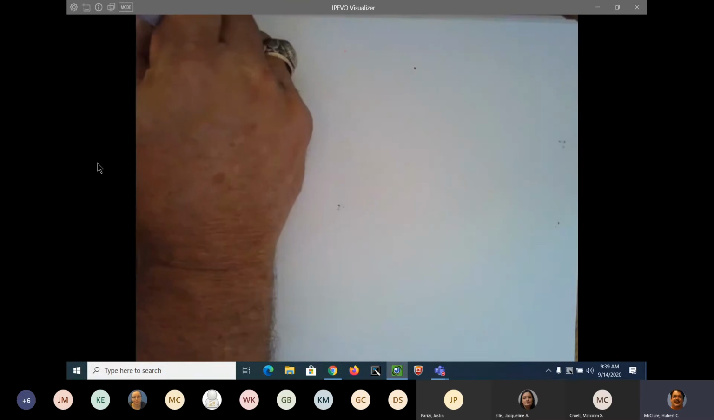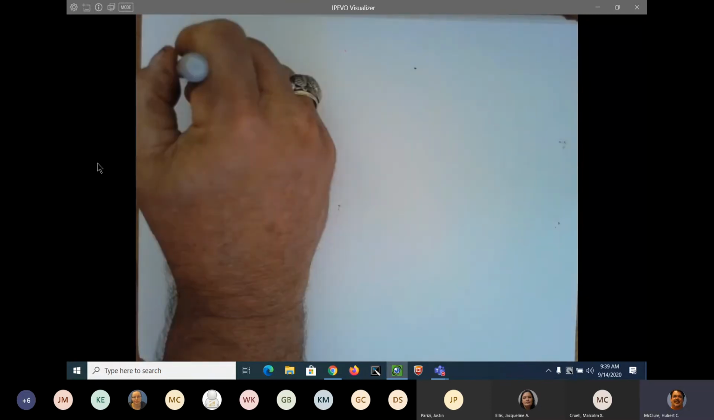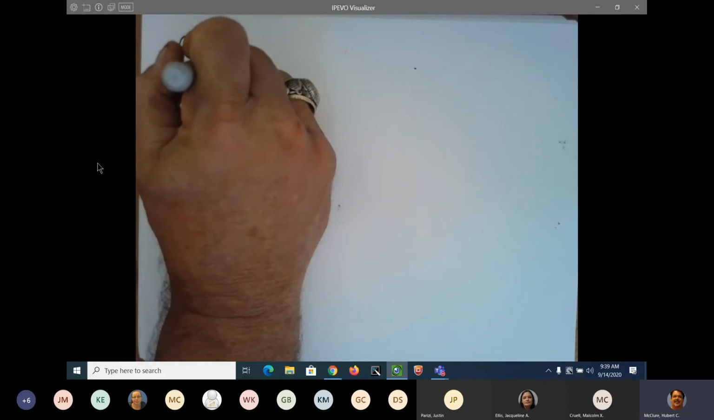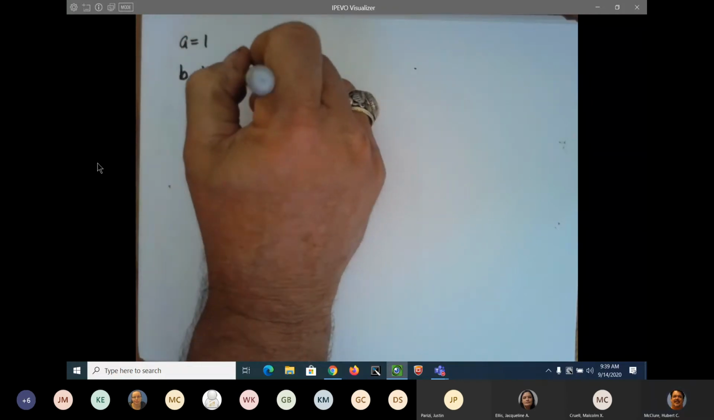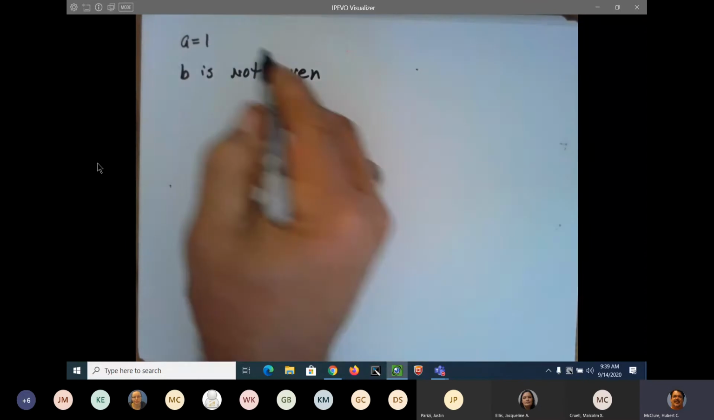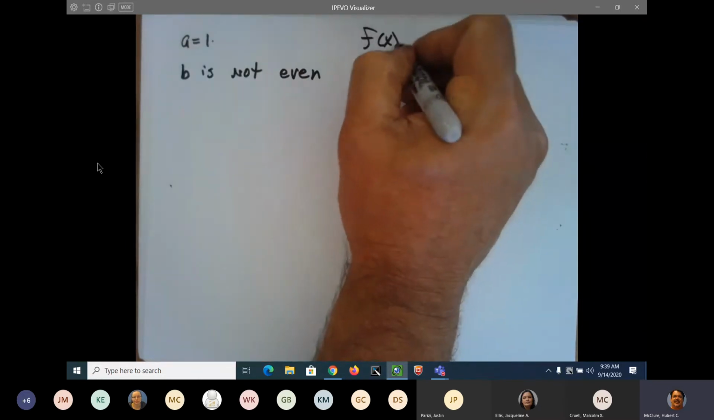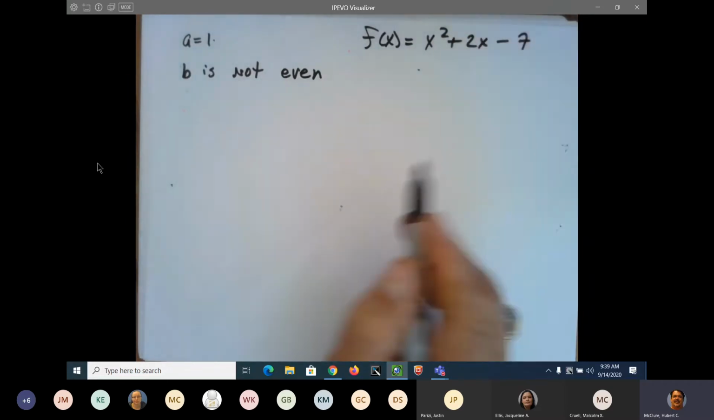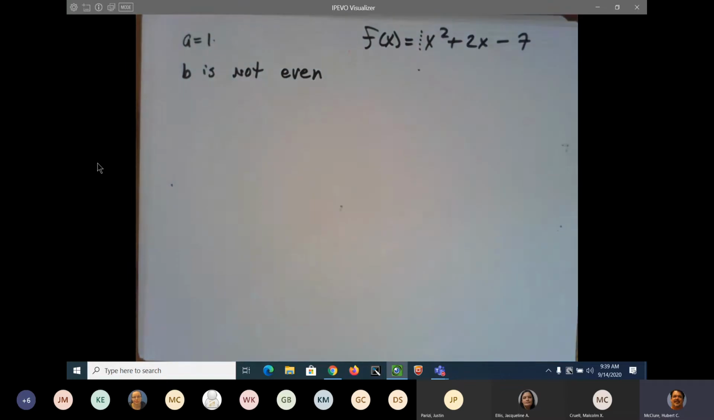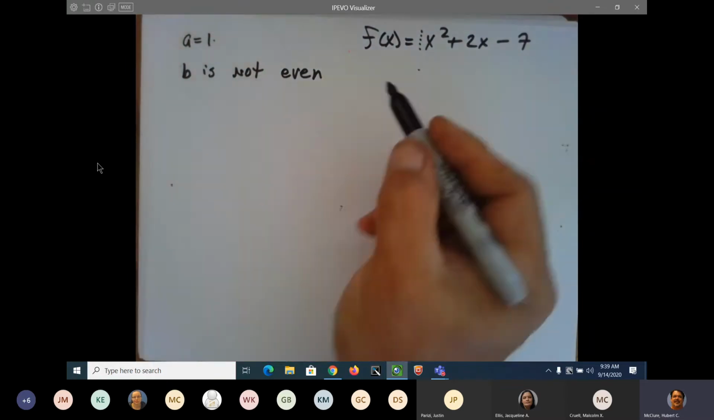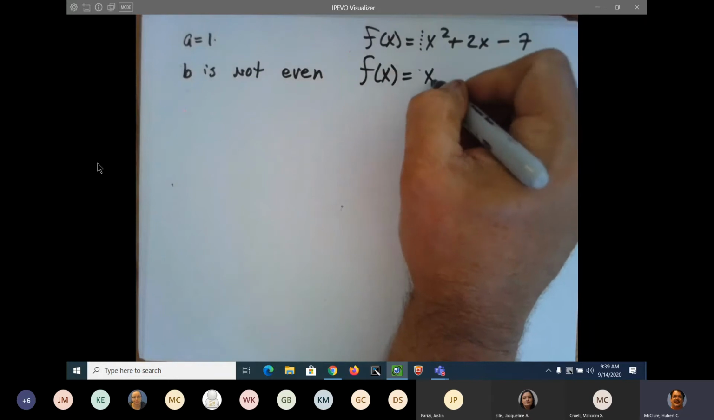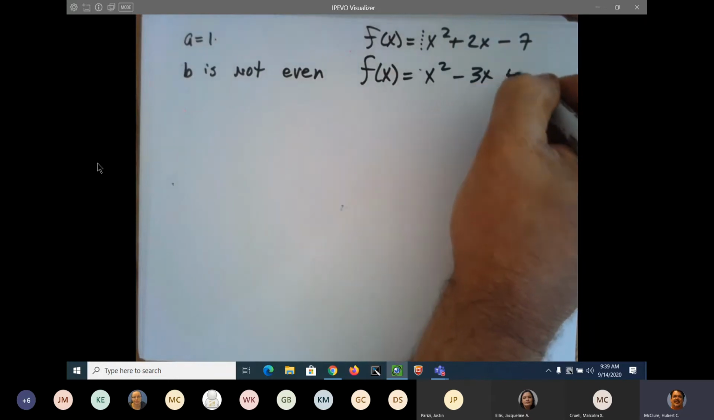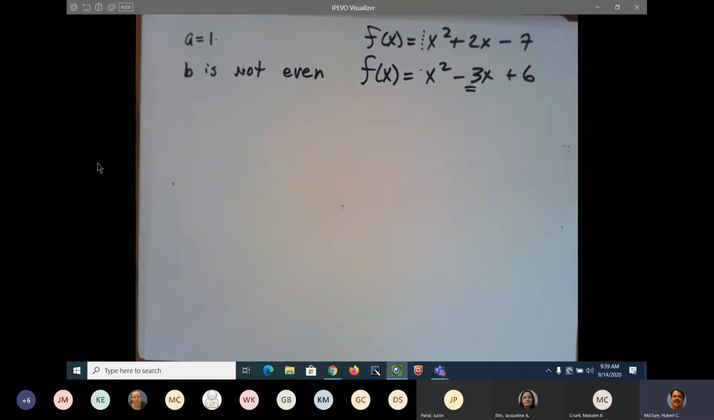So right now we've covered when A is equal to 1, that's f of x equals x squared plus 2x minus 7. And we've covered when B is not even, f of x equals x squared minus 3x plus 6. What else is next, Hubert?